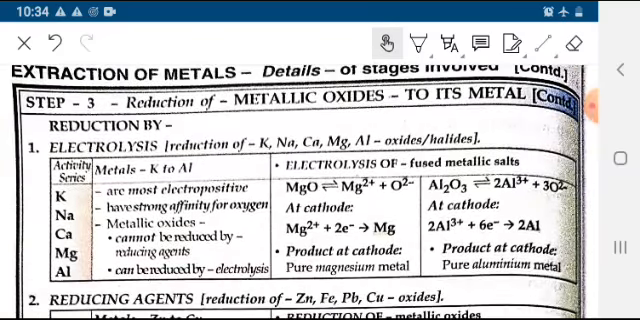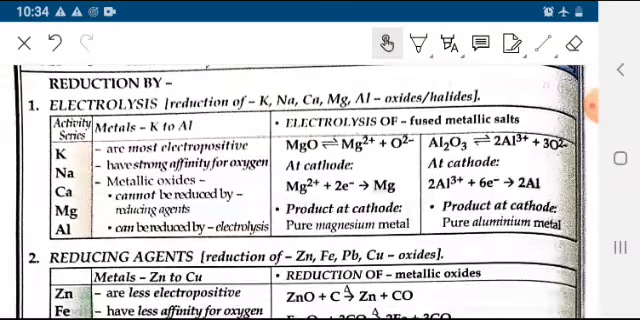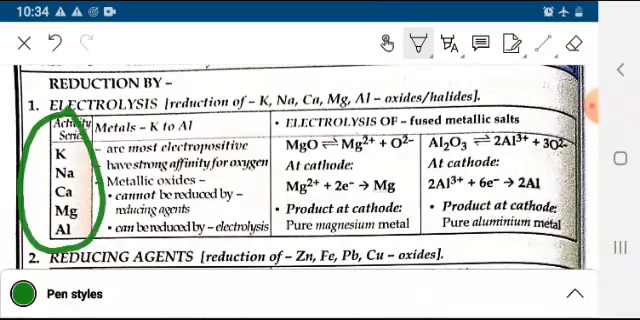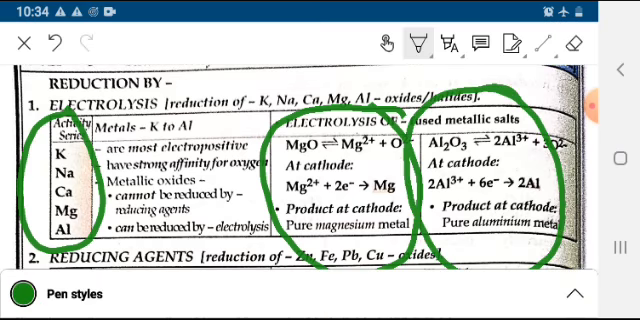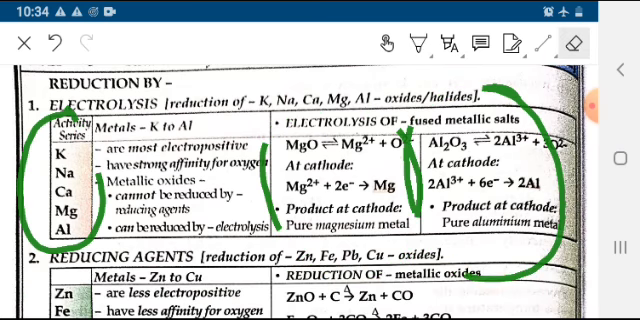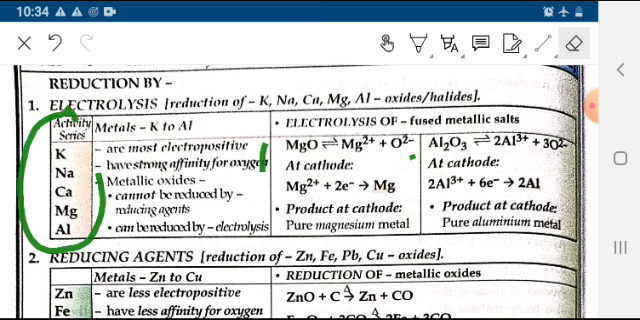Third step is the reduction of metallic oxides to its metal. How is the reduction done? The activity series is given, the metals which undergo electrolysis, and this is the electrolysis reaction. As you can see, these are the most important reactions which have been asked in the board exam. So this is the electrolysis process.